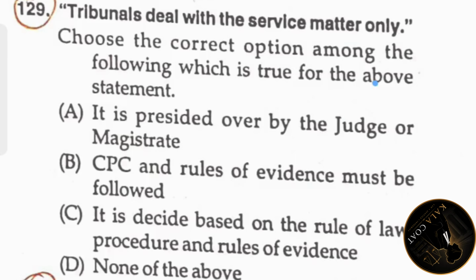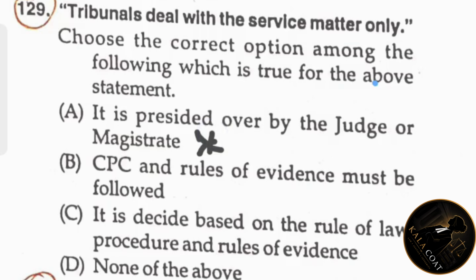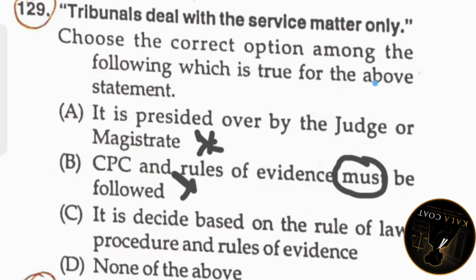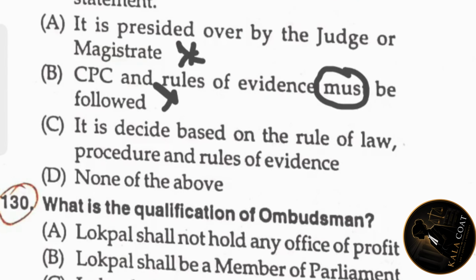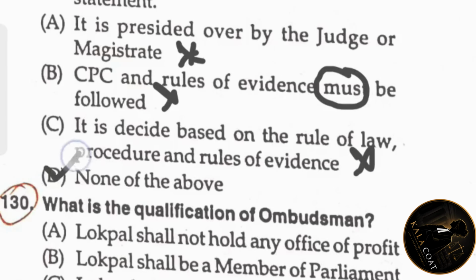Question number 129. Tribunals deal with the service matter only. Choose the correct option among the following which is true for the above statement. Options are it is presided over by the judge or magistrate. It is wrong. Option B, CPC and rules of evidence must be followed. It is also wrong. Why? Because here it is written must be followed. Then option C is it is decided based on the rule of law, procedure and rule of evidence. This is also incorrect. None of the above. So option D is the right answer.